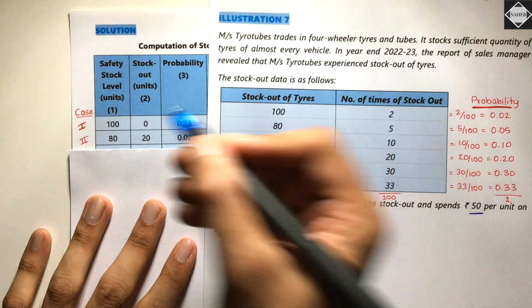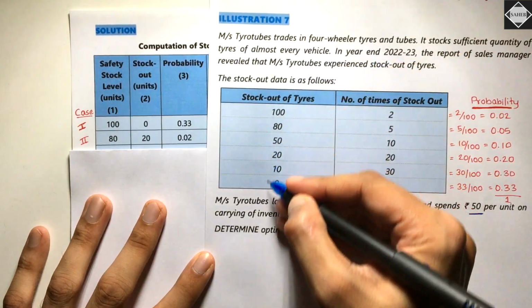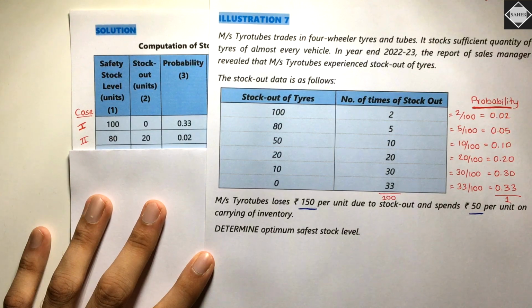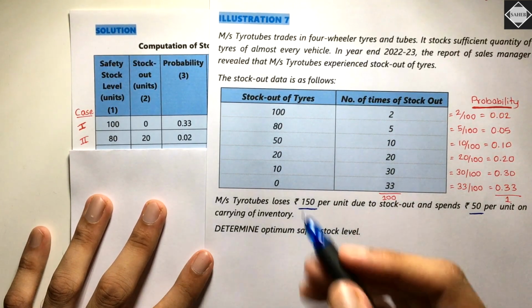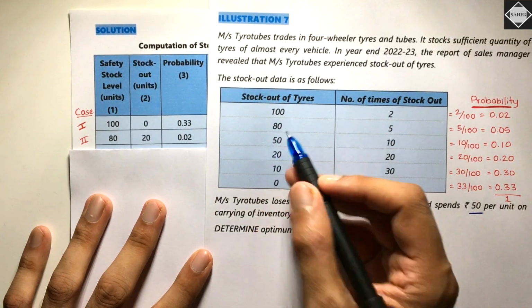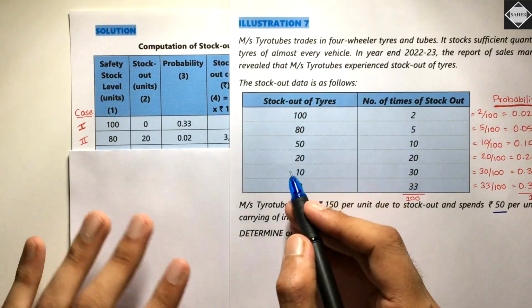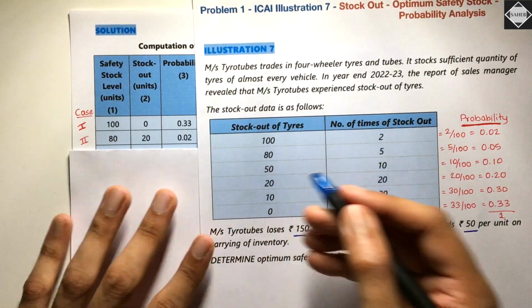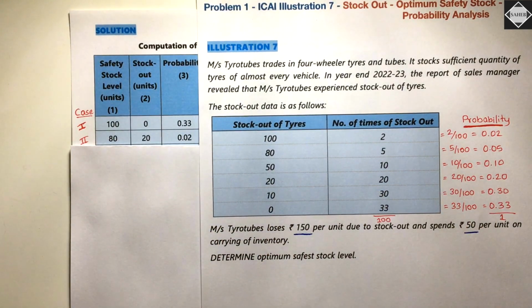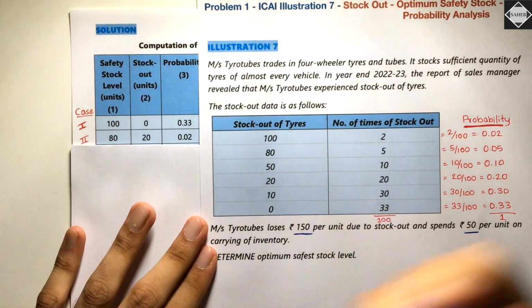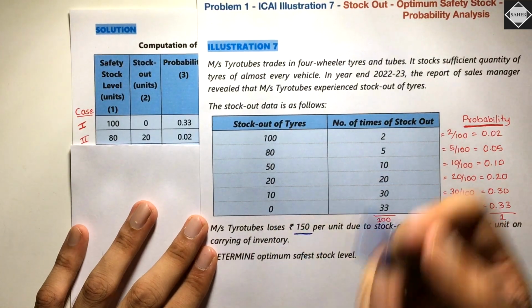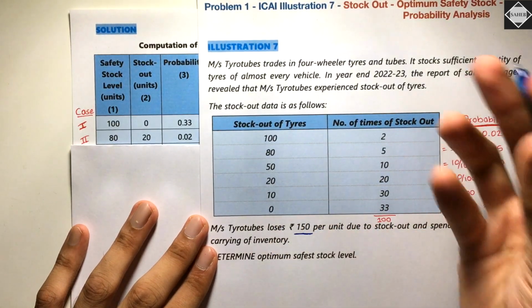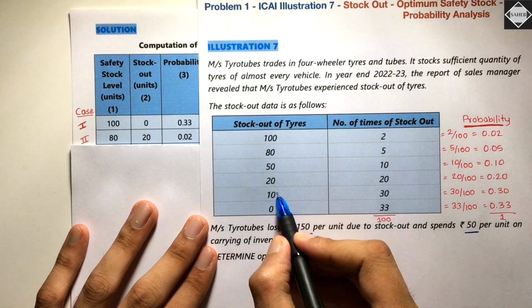This is how you have to do it. You have to assume the safety stock and check with all the scenarios what is happening. Is there stock out? Is there stock out? You have to check this. Fine. Now you will see when we assume the next case. Now let's just say case 3 is we are assuming safety stock to be 50. If we are assuming safety stock to be 50, let's just go in reverse. Let's understand this.